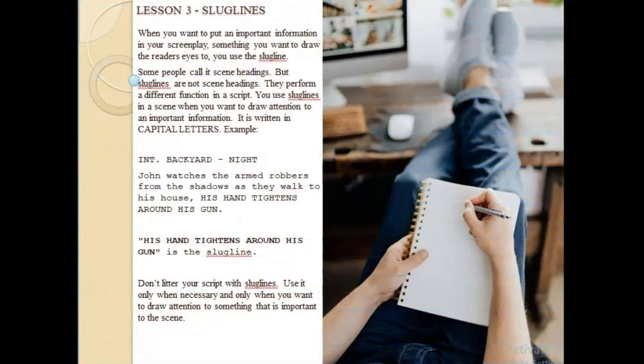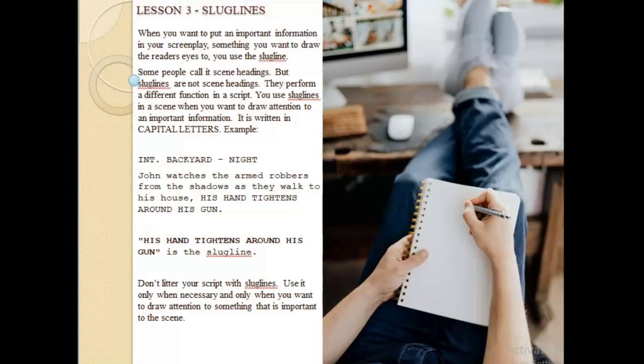When you want to put important information in your screenplay, something you want to draw the reader's eyes to, you use the slugline. Some people call it scene headings, but sluglines are not scene headings. They perform a different function in a script. You use sluglines in a scene when you want to draw attention to important information. It is written in capital letters.